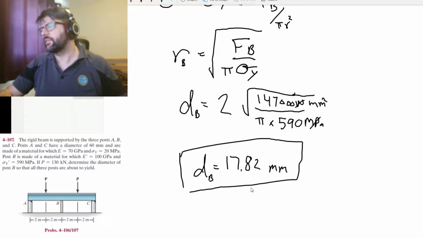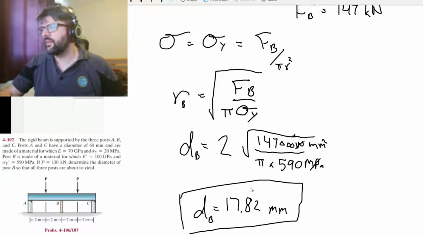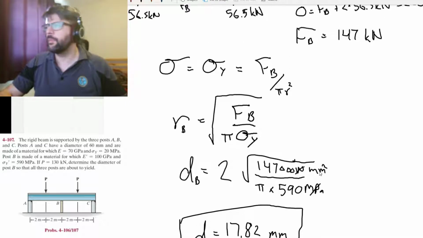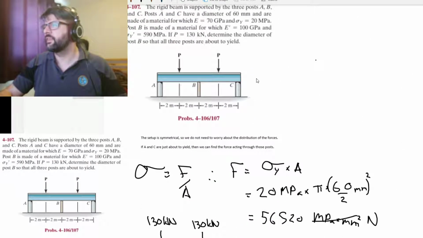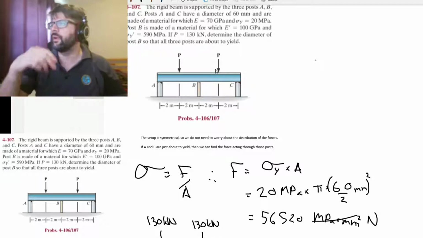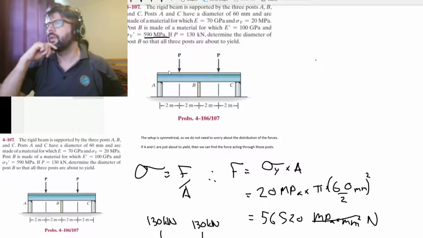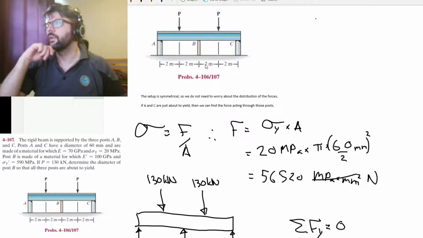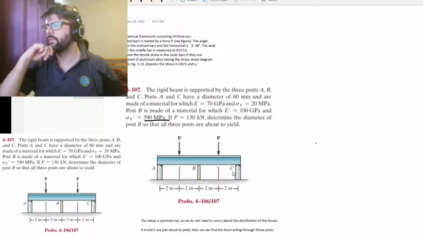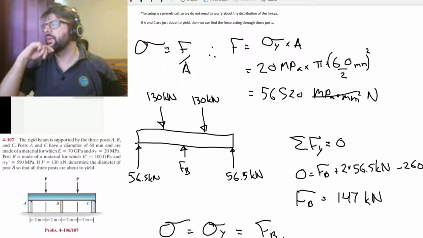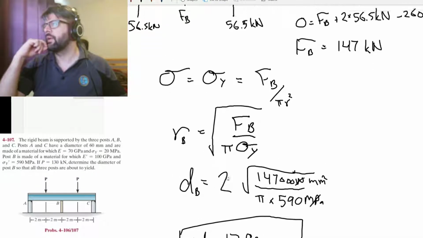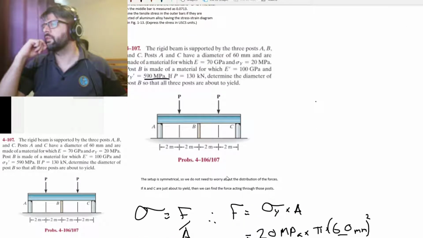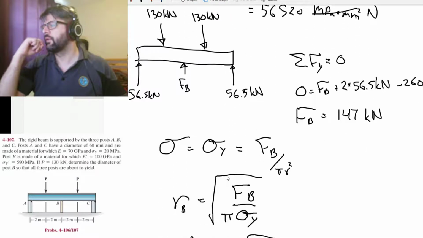Which is substantially less than, it's slightly less than a third of the diameter of the posts on the other side, but that shouldn't be too surprising because the yield strength for B is going to be a lot higher than the yield strength for A and C. So it needs to be concentrating that load in a smaller spot.